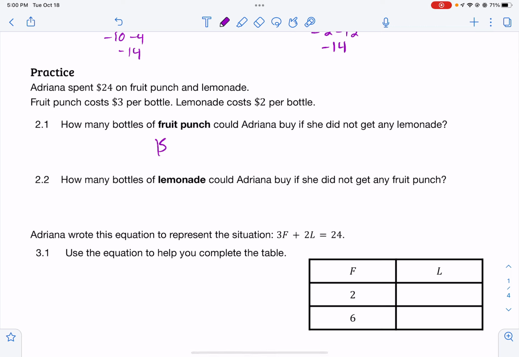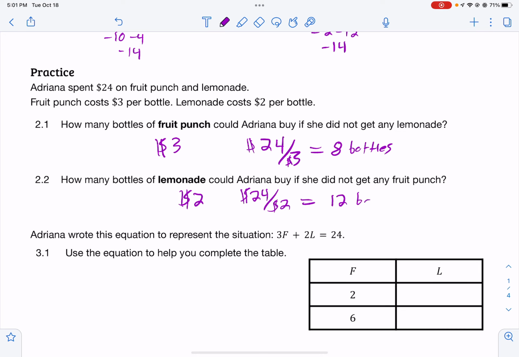So remember, fruit punch is $3 per bottle. So we could figure out what's 24 divided by 3. And we get, oops, not 7. We get 8. So 8 bottles. Okay, now it asks how many bottles of lemonade could she buy. Remember, lemonade was $2 per bottle, so we could do 24 divided by $2 equals 12 bottles.